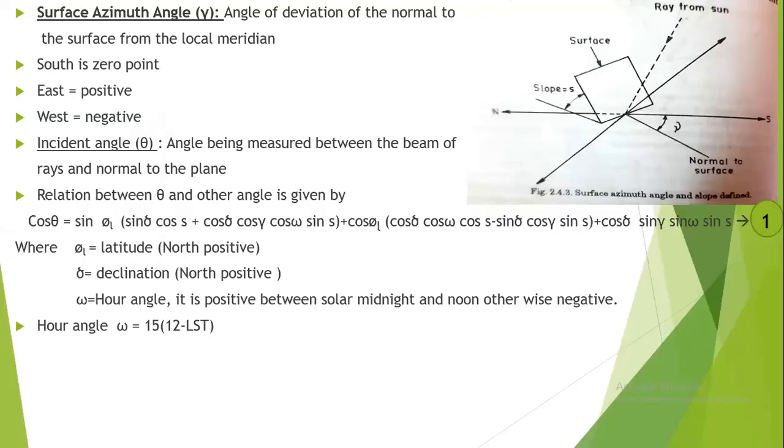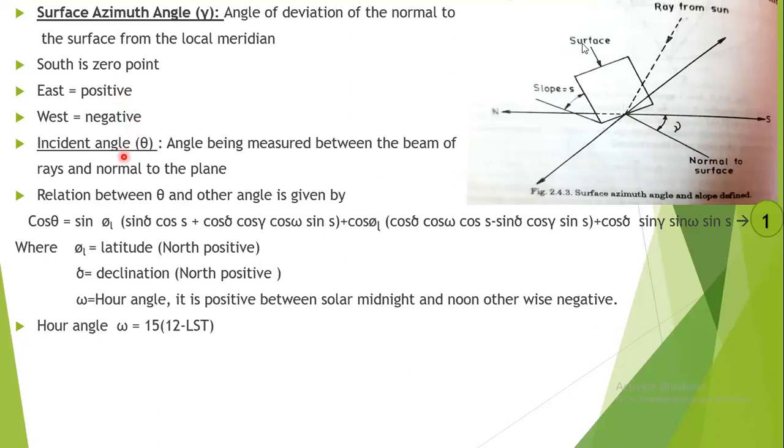The next definition we are going to study is the surface azimuth angle, gamma. This gamma is defined as the angle of deviation of the normal to the surface from the local meridian. Here south is taken as 0, east is taken as positive and west is taken as negative.